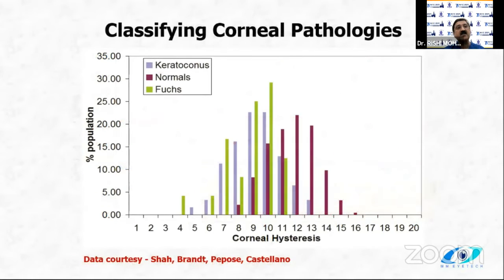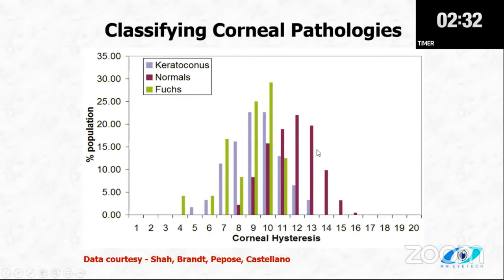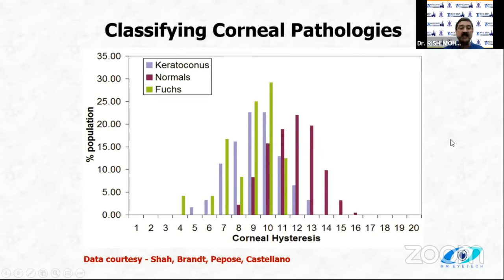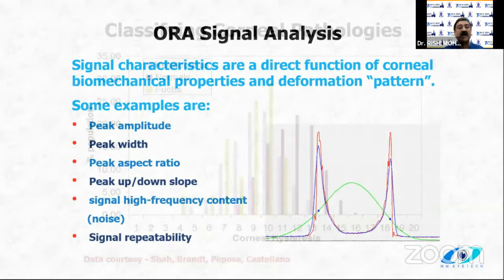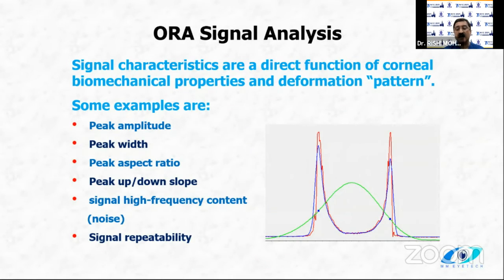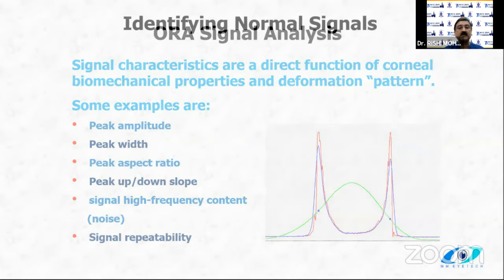The other big advantage in these biomechanical devices is that they actually help us classify corneal pathologies. So look at the hysteresis here. Keratoconus, low hysteresis. Fuchs, low hysteresis. Normals, high hysteresis. So one is a thick cornea with low hysteresis. The other is a thin cornea with low hysteresis. So therefore, biomechanical properties are as important as the thickness aspects of the cornea.